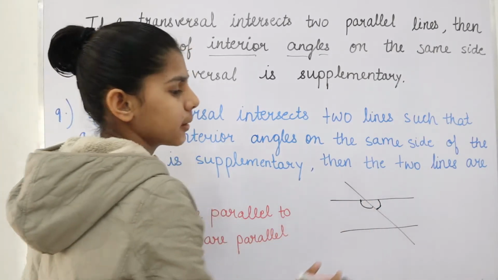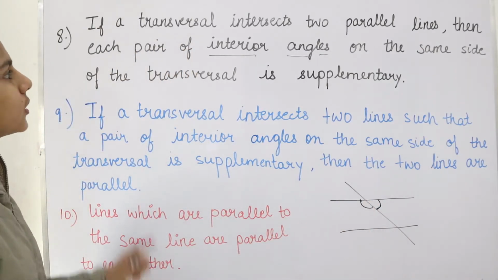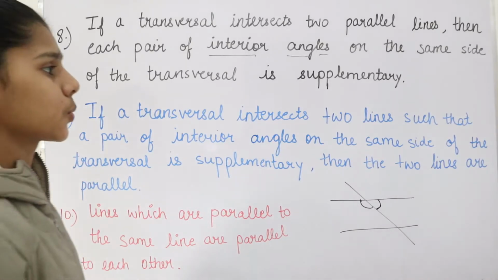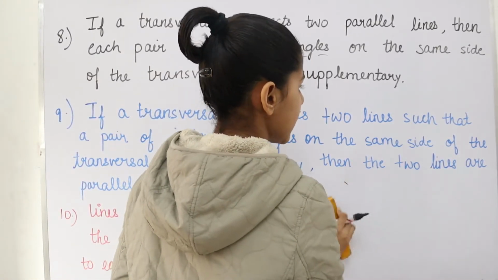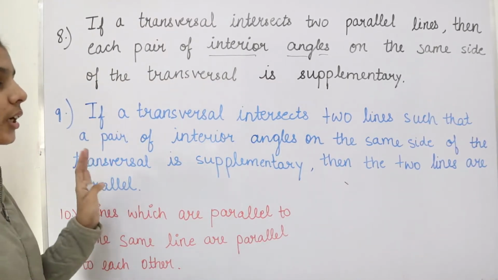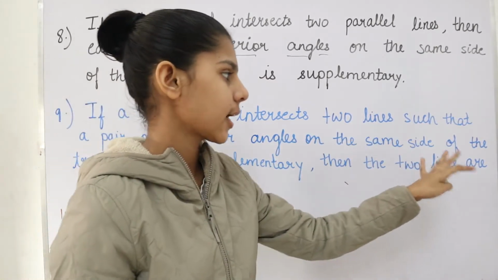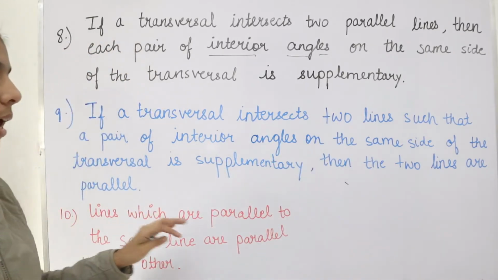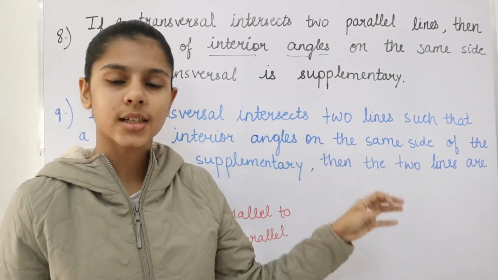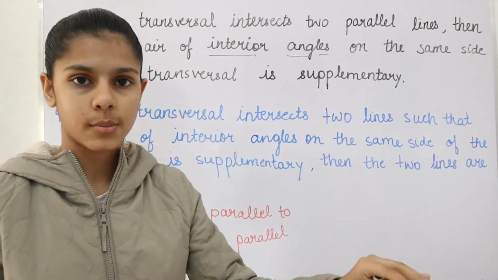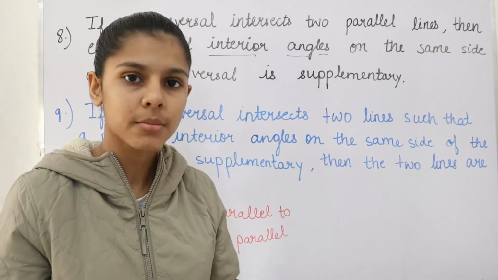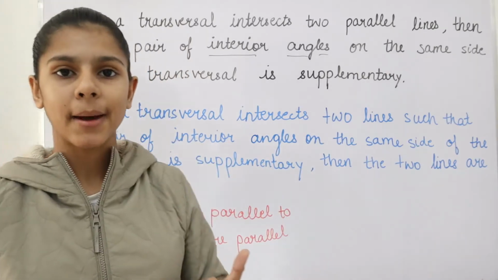So they will be supplementary to each other. So this is the 8th rule. The 9th one is, if a transversal intersects two lines such that the pair of interior angles on the same side of the transversal is supplementary, then the two lines are parallel. It is also just the same, just written in reversed manner. They are saying that if interior angles on the same side are supplementary, then the two lines are parallel.